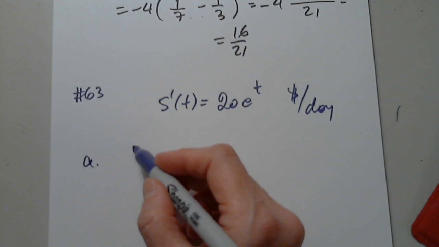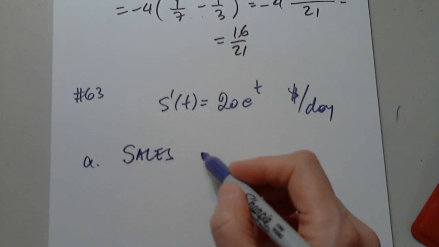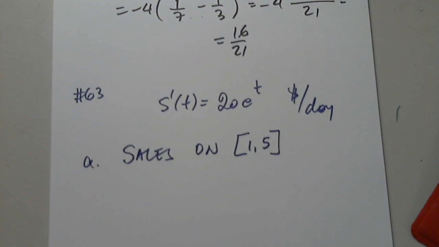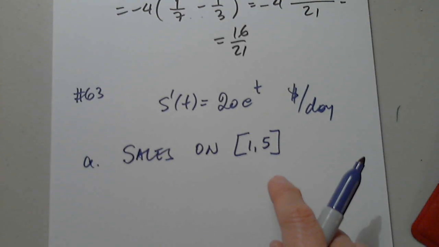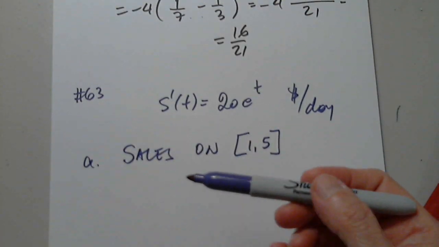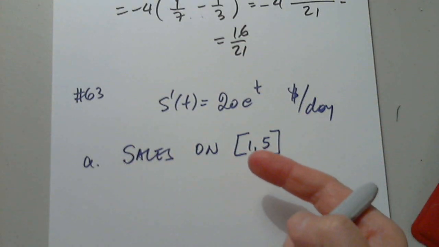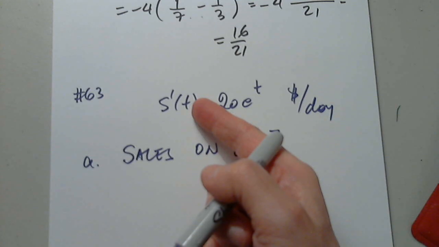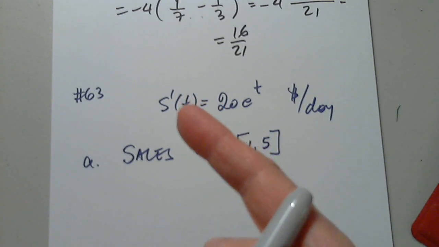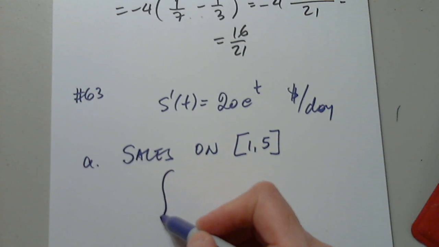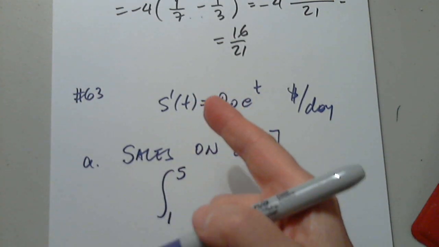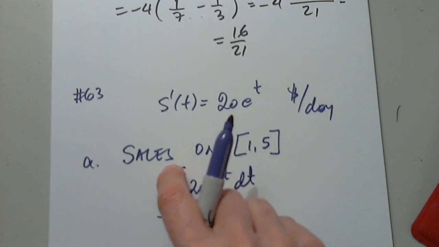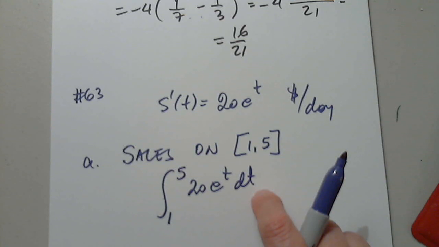So part A, the sales on 1 to 5. The sales on 1 to 5, remember, we find the area under the graph between 1 and 5. That will be the total sales. So if we graph this function, which is the rate of change, and we determine the area, what is the area? It's the integral from 1 to 5 under this graph. Of course, dt. Do not forget dt. The integral does not exist without dt.